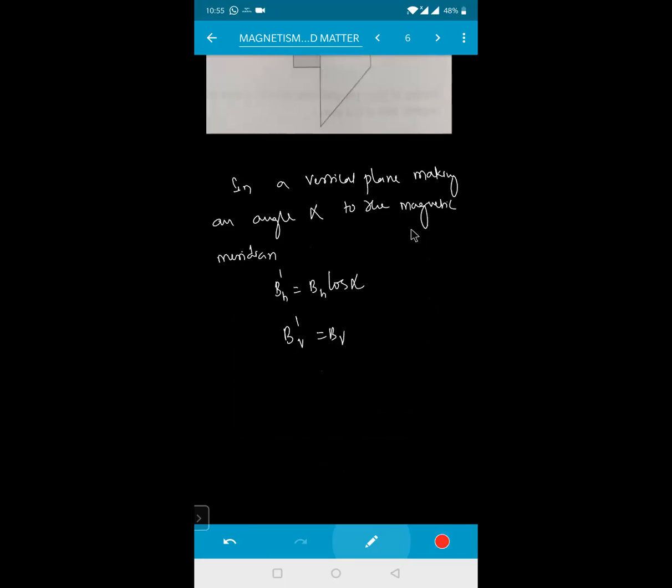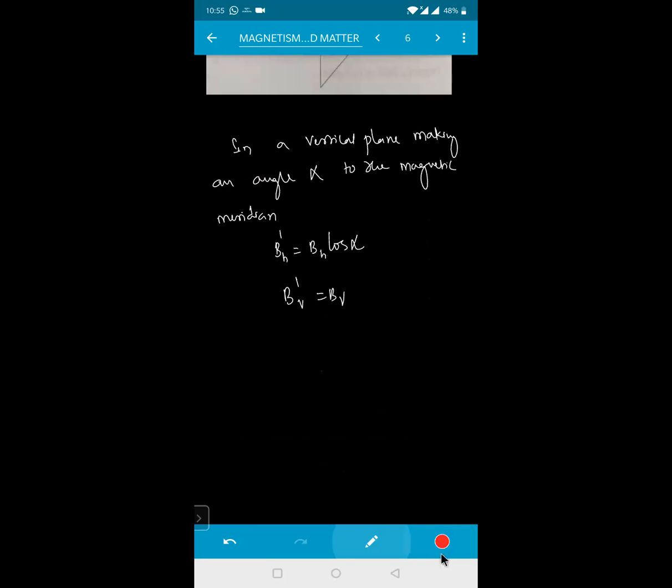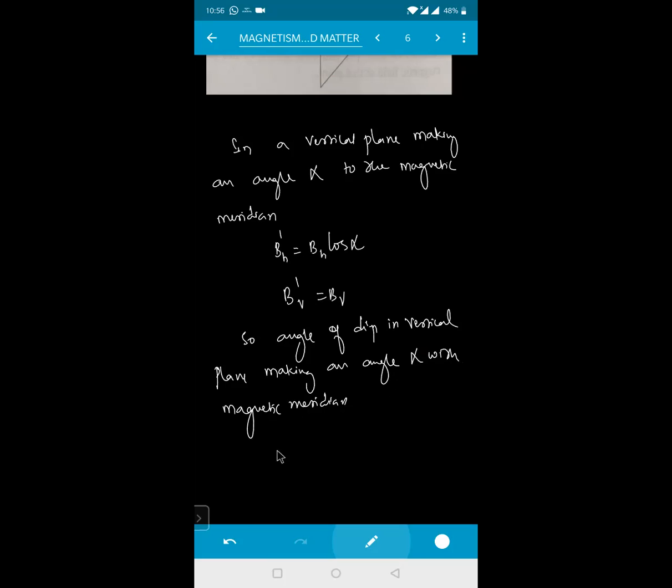So that means the angle of dip in the vertical plane making an angle alpha with the magnetic meridian will be how much? I can say here right now, the angle of dip in the vertical plane making an angle alpha with the magnetic meridian. So can I write here right now the new angle will be equal to how much?